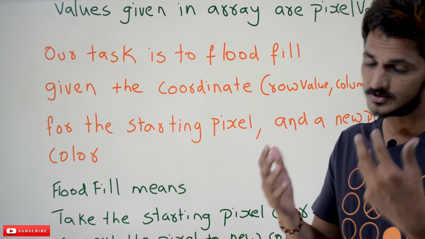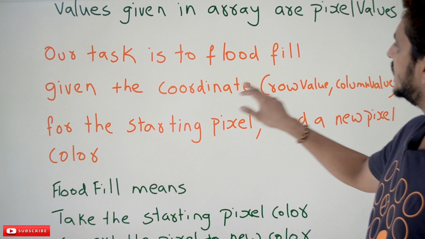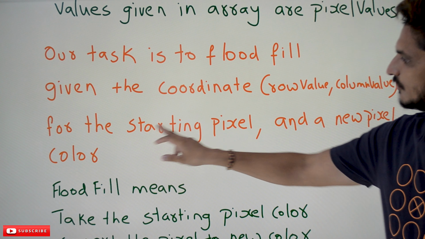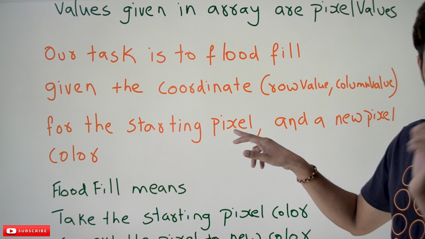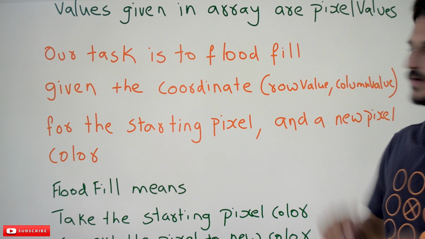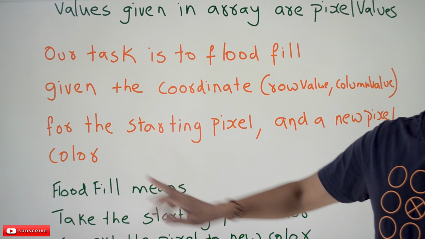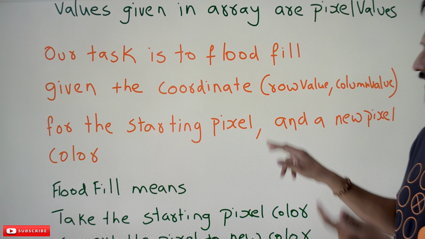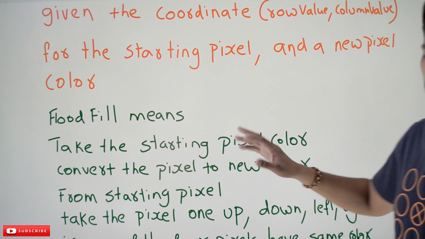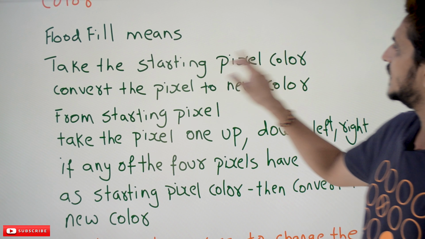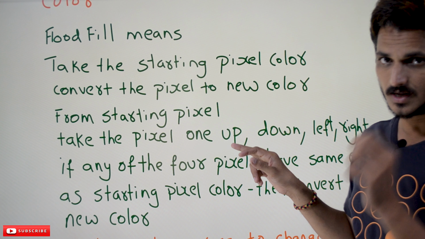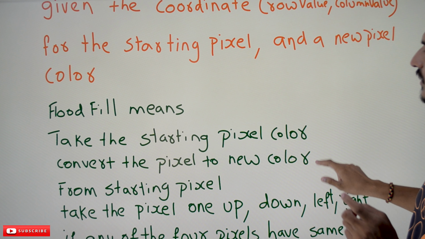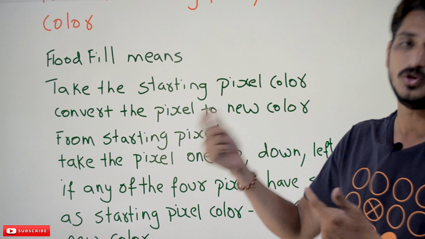So what is flood fill? Let's try to understand. They are going to give you coordinates, meaning a row value and a column value for the starting pixel, and a new pixel color. So the inputs are a row value, a column value, and a new pixel color. Flood fill means we take the starting pixel color and convert it into the new color that they have provided.